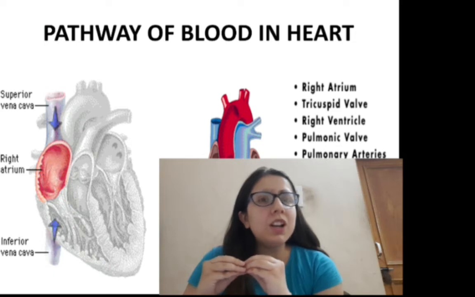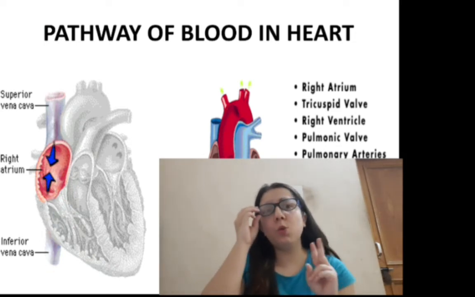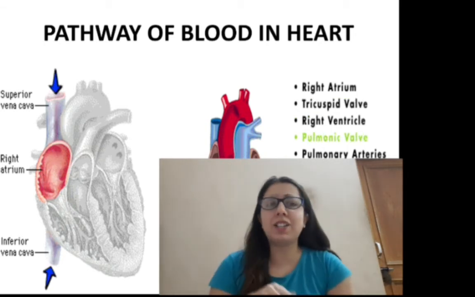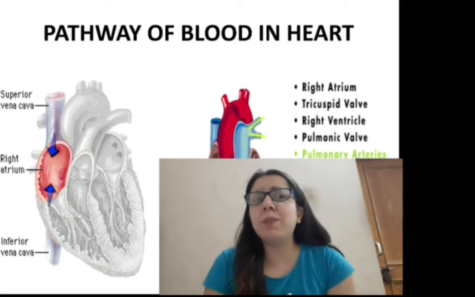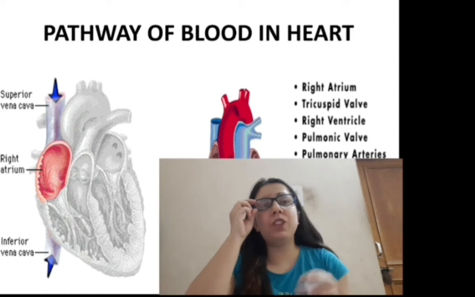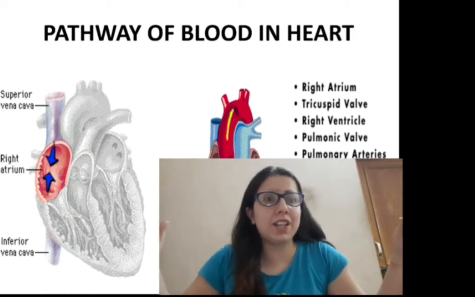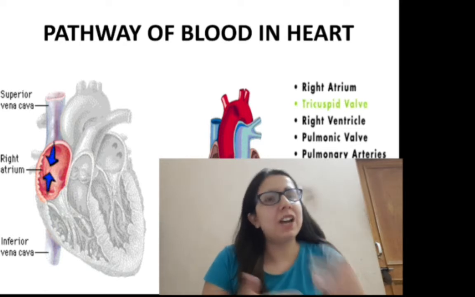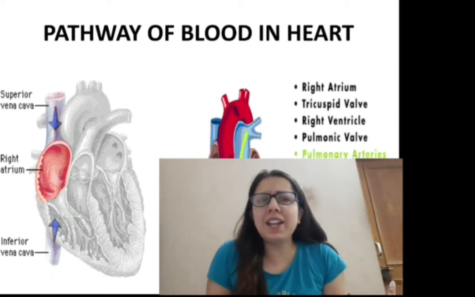First of all, you know about the 2 types of blood. One is oxygenated blood and the other is deoxygenated blood. Deoxygenated blood means it does not have a sufficient amount of oxygen in it. It has more carbon dioxide rich blood, right? And oxygen rich is oxygenated, right?